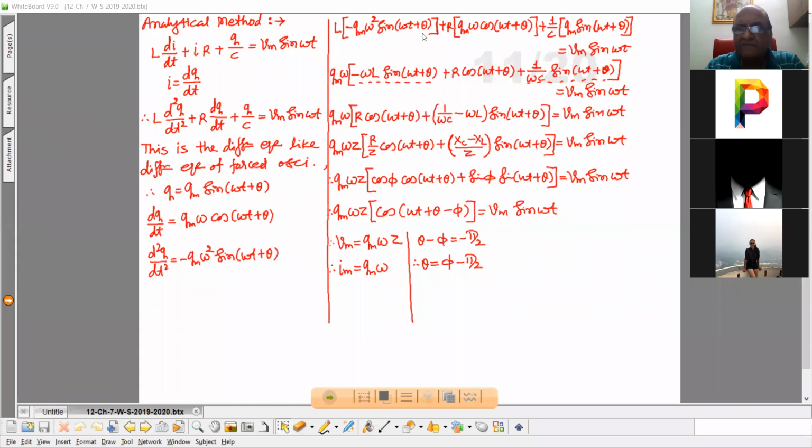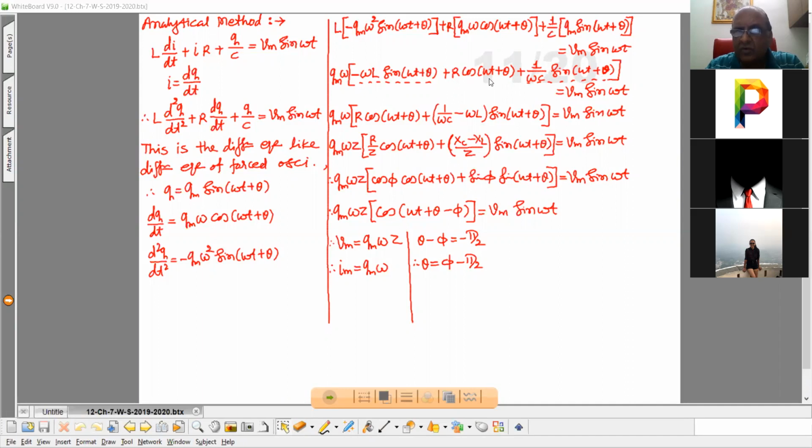Now, from these three, we can take Qm into omega common. So Qm into omega, this L is taken with this one. So omega square, 1 omega is taken outside the bracket. So minus omega L sine omega t plus theta. Plus R cos omega t plus theta, qm omega is taken outside the bracket. Here qm omega is not there, so we have to divide here by omega. So 1 upon omega C sine omega t plus theta. Now rewrite this one and rearrange the terms.